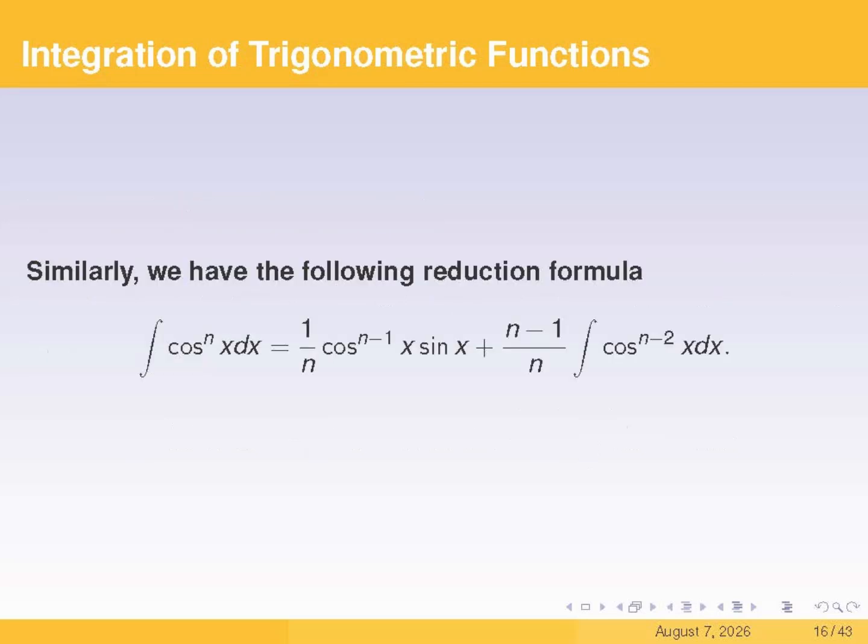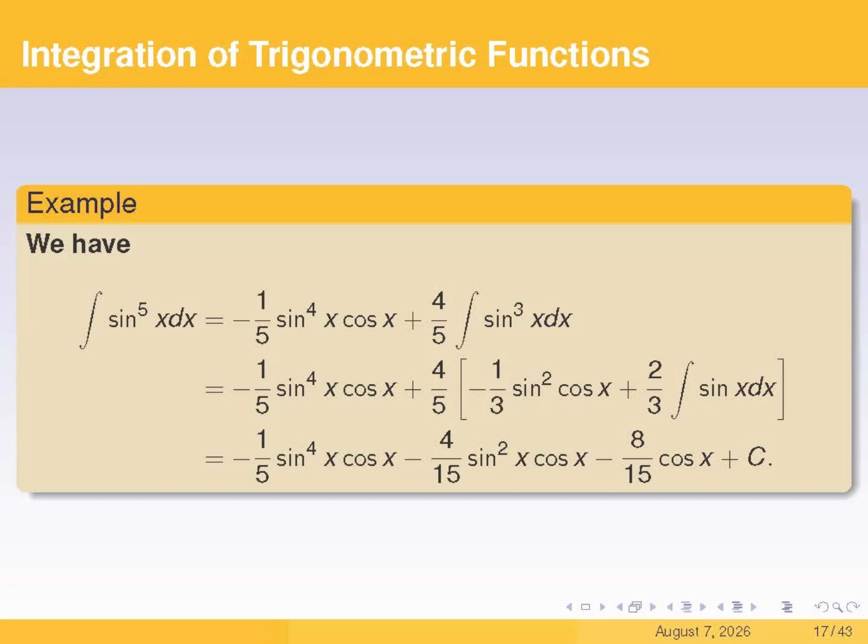Similarly, we can obtain the reduction formula for the indefinite integral of cosine x to the nth power, as shown on the screen. We will apply the reduction formula to evaluate the indefinite integral of sine x to the fifth power. Substituting into the reduction formula reduces the fifth power to the third power, as shown in the first equality. Applying the reduction formula a second time reduces the third power to the first power, as shown in the second equality. The result on the last line can then be easily obtained.